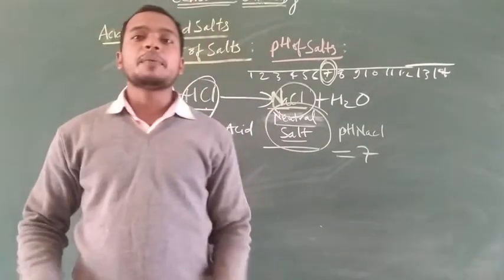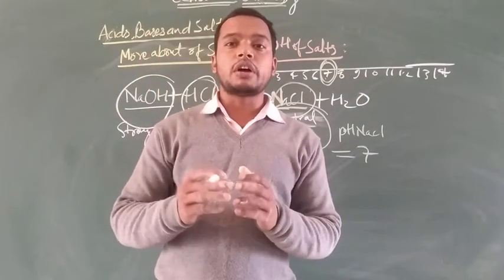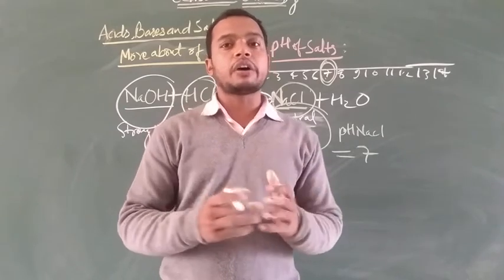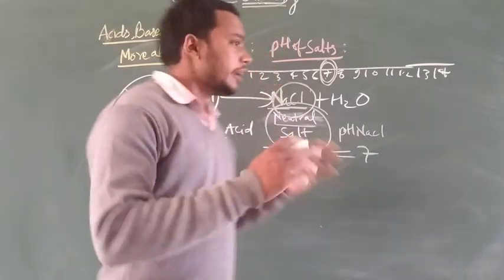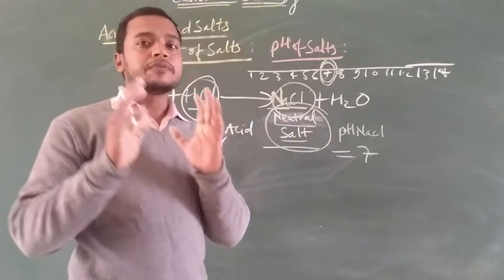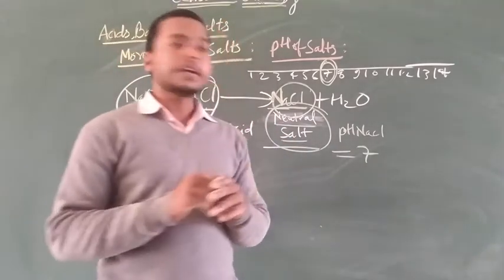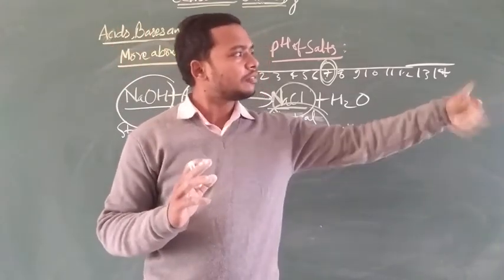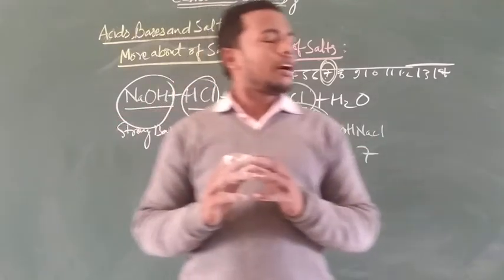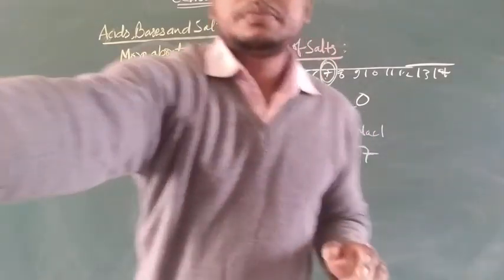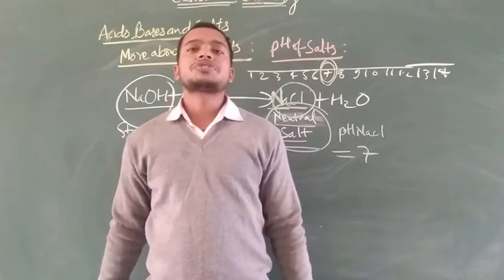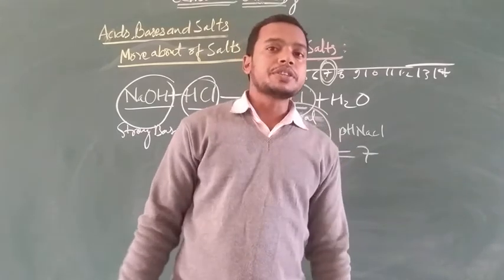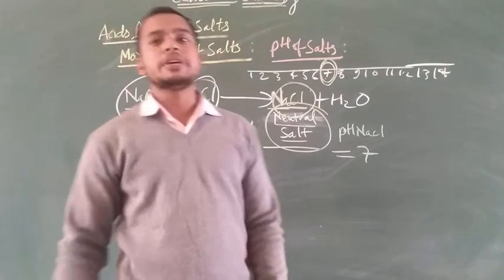In this way, we have also confirmed which salt is more acidic, which salt is more basic, and which salt is neutral. So, we have identified that NaCl is a neutral salt. Why? Because NaCl is formed by the combination of strong acid and strong base. They form a salt which is neutral in nature, and the pH will be 7.